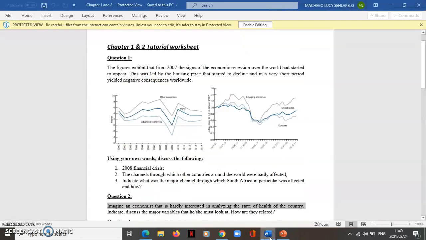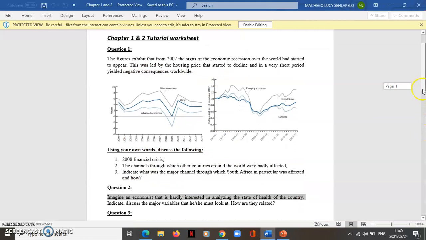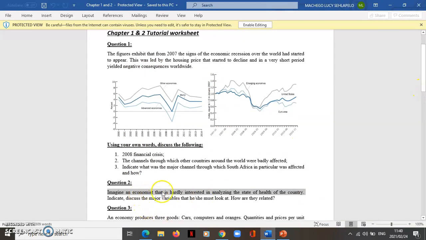Moving on to question 2. Imagine an economist that is interested in analyzing the state of health of the country. Indicate and discuss the major variables that he or she must look at and how they are related.